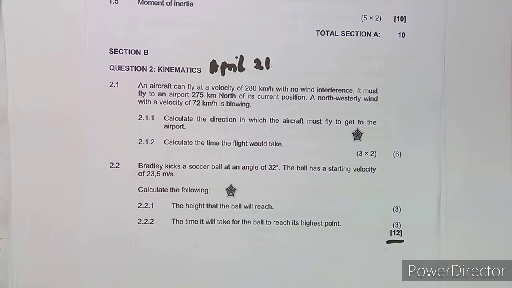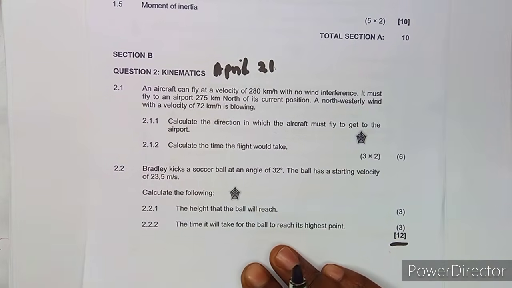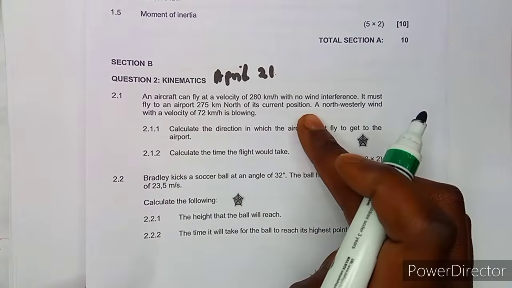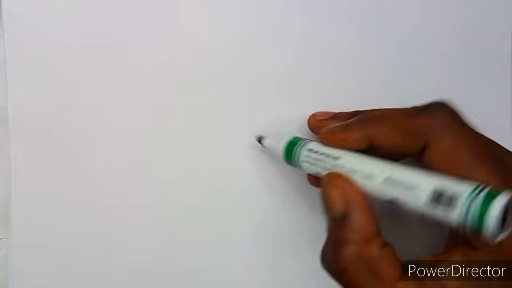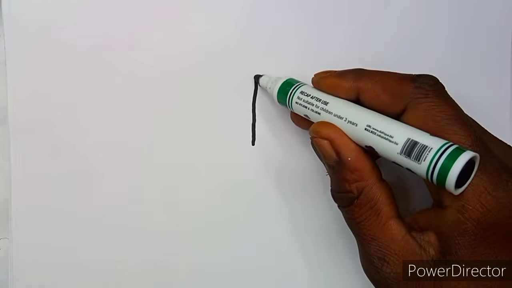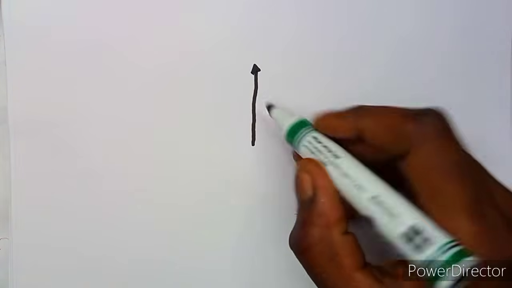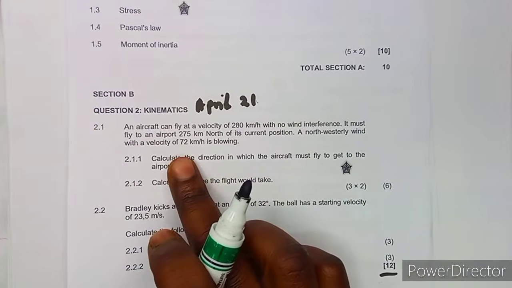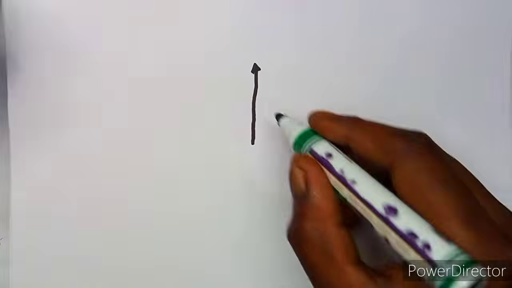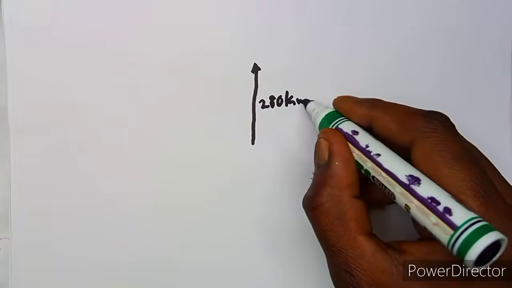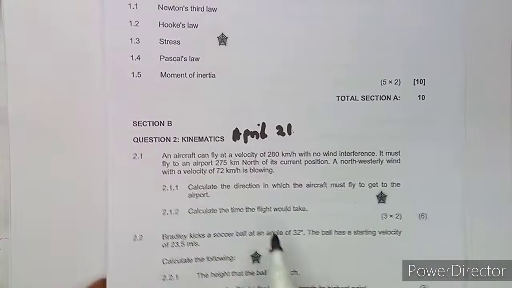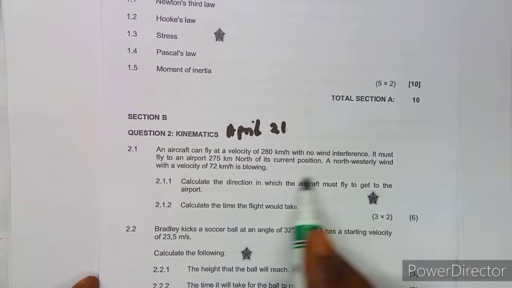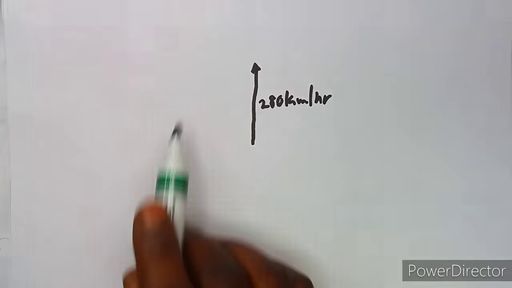Okay, guys, this is what is happening here. If you cross-check, we've got two things happening. The aircraft was just flying to the north, which means in ideal circumstances it was just like this. This is to the north. It was going direct to the north with the given velocity, just 280 kilometers per hour. Then there is a northwesterly wind which is blowing.